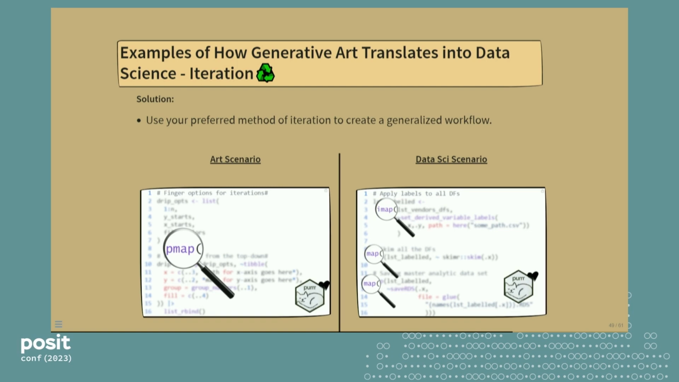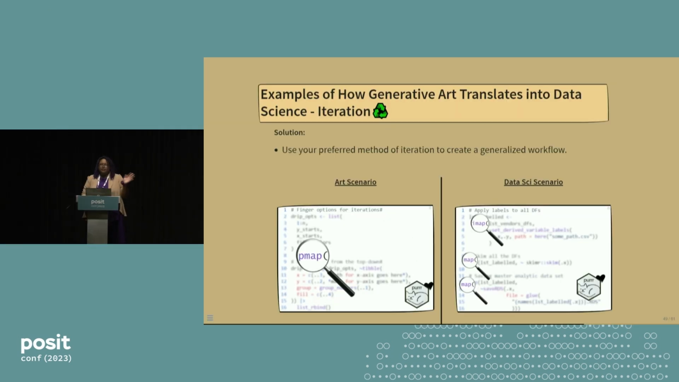Simply use your preferred method of iteration to create a workflow. Once you've isolated the problem, the challenge is just to successfully introduce iteration. Now, I will point out that my preferred method is using purrr functions in R, but whether you're using purrr in R or for loops in Python, all that matters is that you're doing what you need to in a way that works for you.